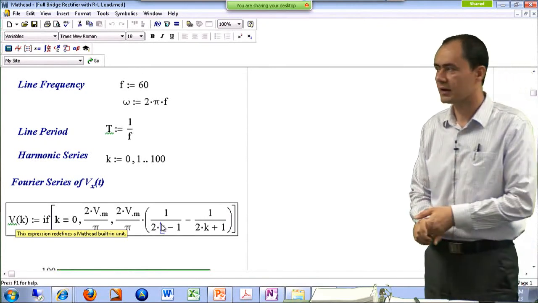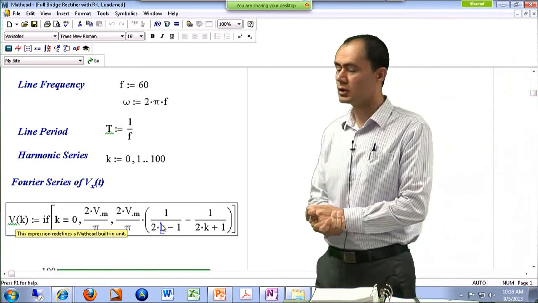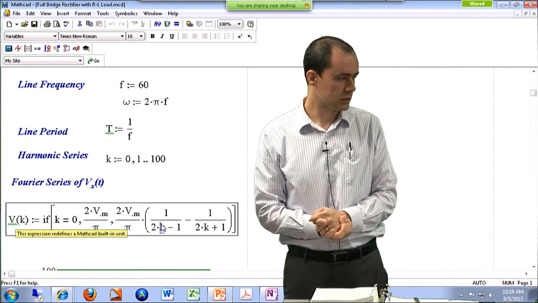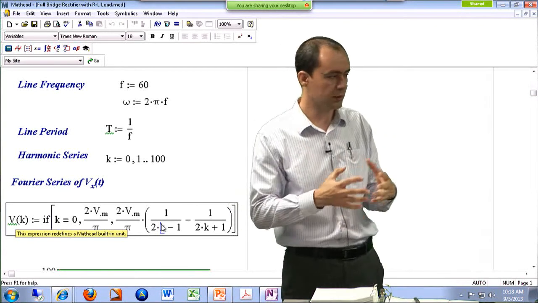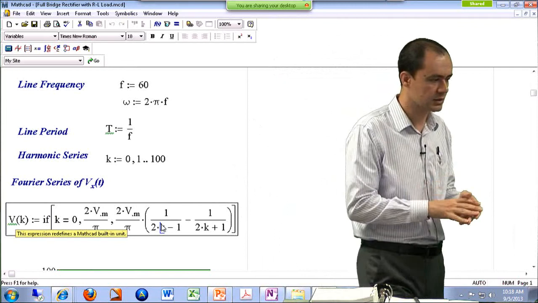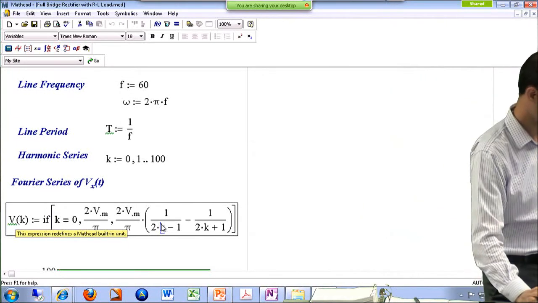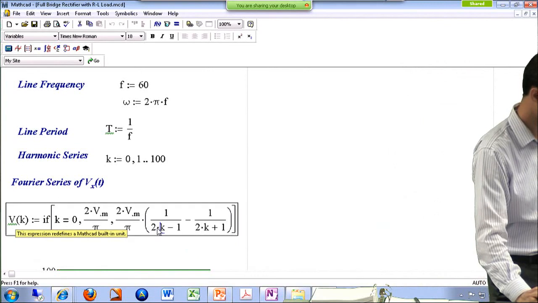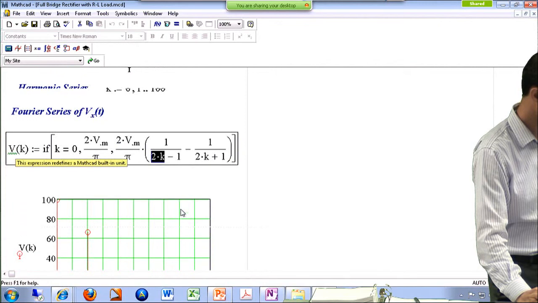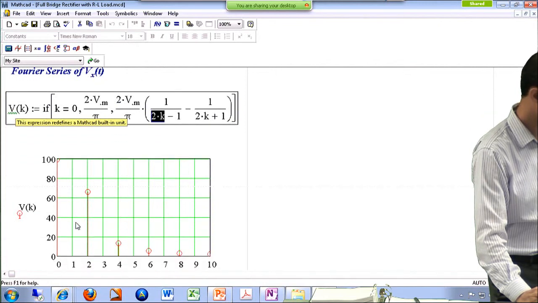Now, if you haven't used Mathcad before, I would encourage you to start using it. It's a very useful tool. You can use MATLAB as well, but this is a little bit friendlier. I would say not at the beginning, but as you get the hang of it, it's going to be very friendly. And so the first thing that I'm going to do is plot these components, the amplitudes of the signal.